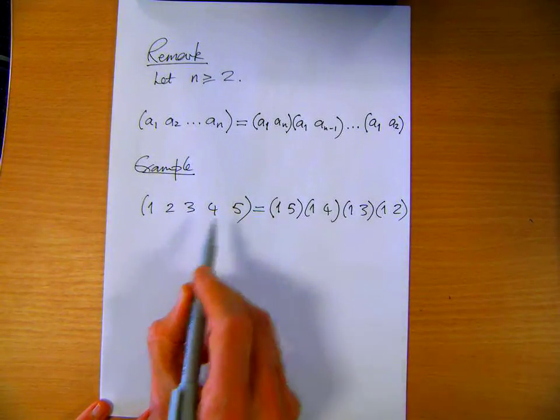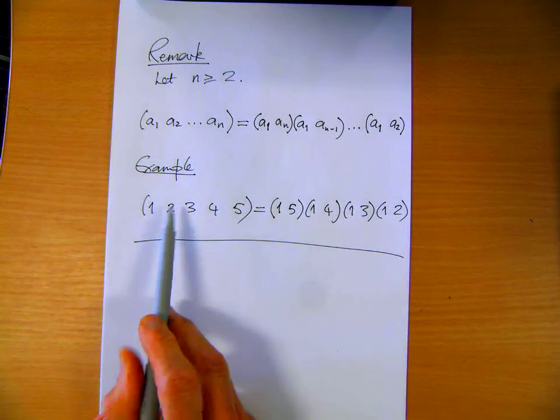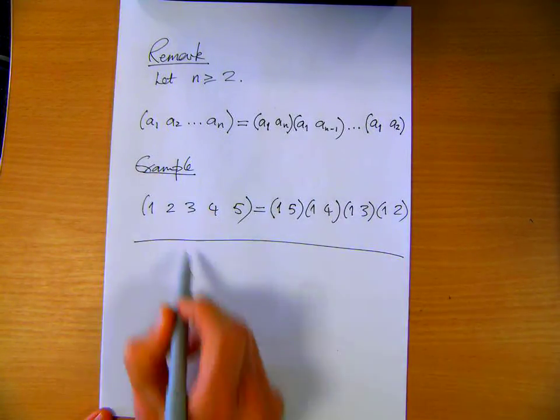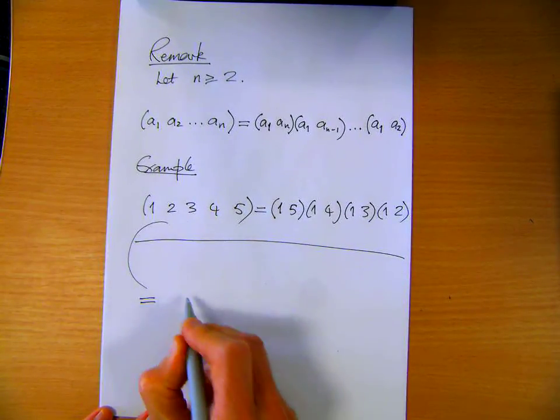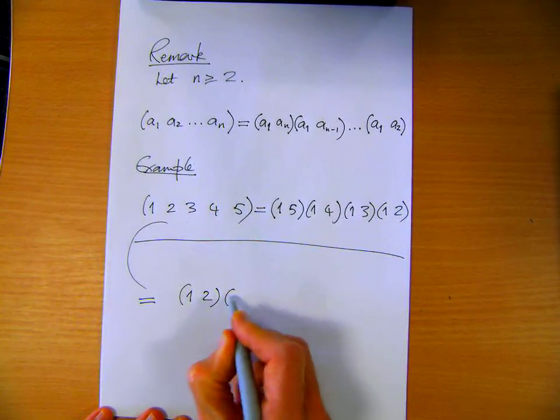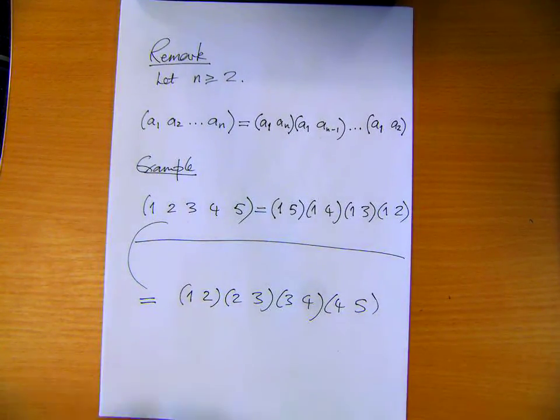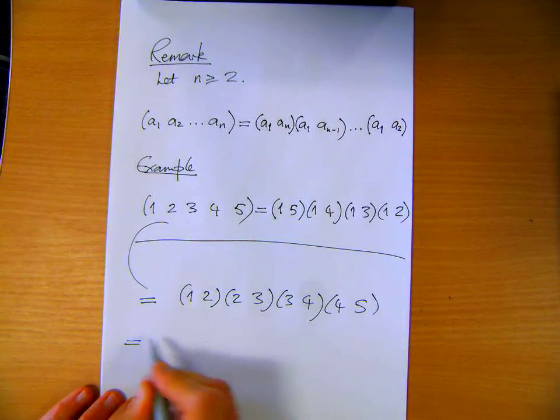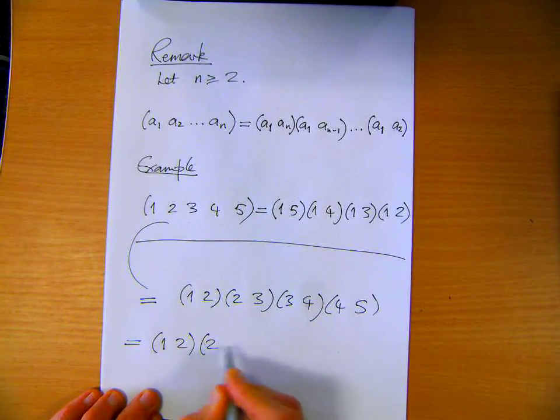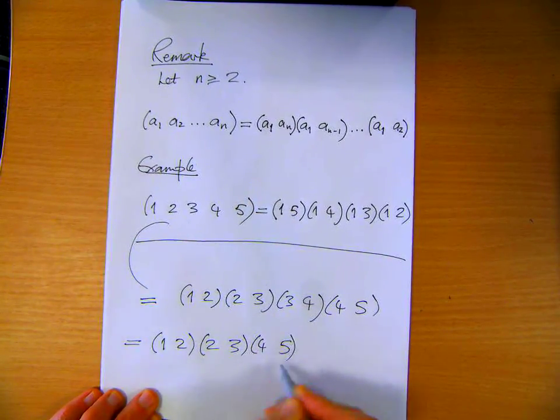But just as a remark, this is an example of the remark at the top, but this thing is also equal to, for instance, (1 2)(2 3)(3 4)(4 5). You can check that. So that's another way of writing this as a product of transpositions. Okay, I'll let you check that that's also equal to that. And here's another way of writing it. Let's just slip in (4 5)(4 5) there.